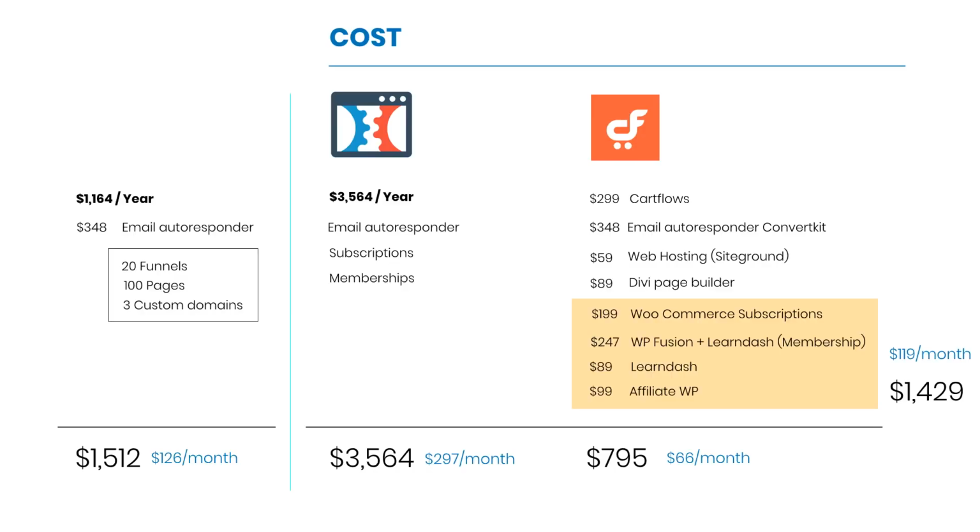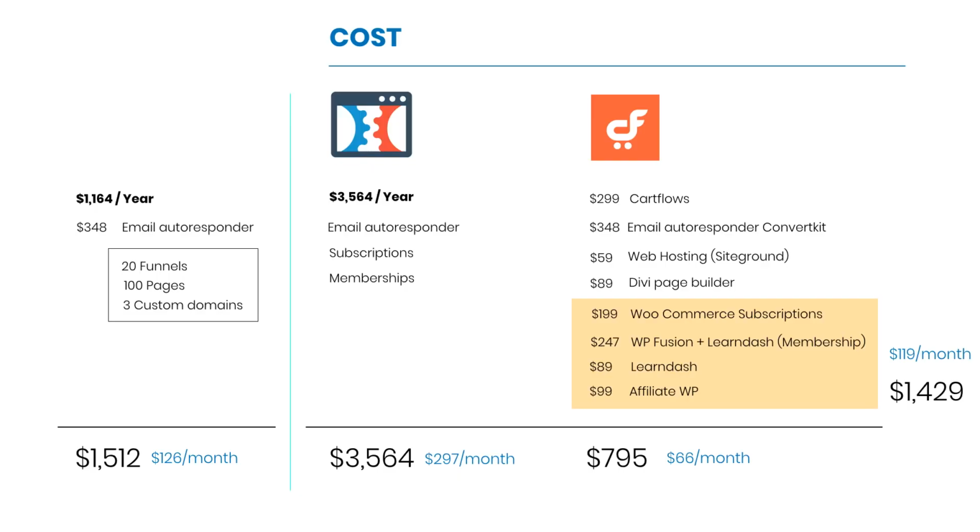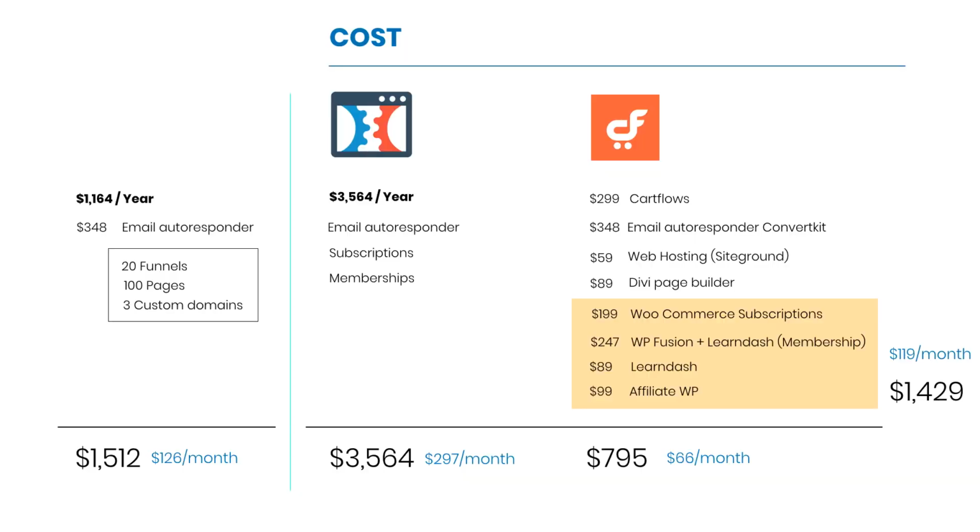And then finally, let's say you want to run an affiliate program where people can also sell your product for you. This is where you're also going to need another plugin, which costs $99. So all in all, it's going to come to a total of $1,429 per year if you decide to have all those extra features. So if you just want to build funnels for your website, pretty much you can get away with $795 per year, and this works out to be $69 per month. And if you add all these extras like subscriptions, the membership, the LearnDash, and the affiliate platform, it's going to cost you about $119 per month.